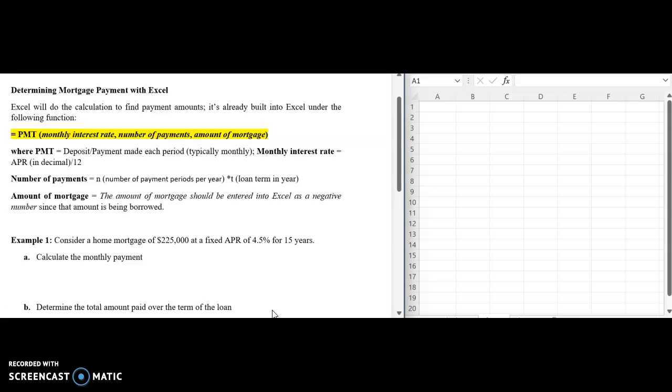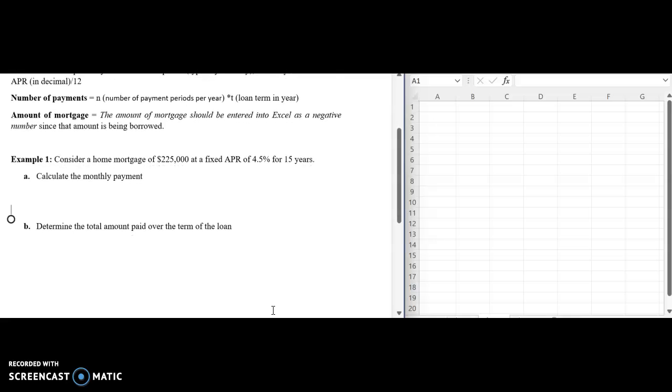Now, let's consider a home mortgage of $225,000 at a fixed APR of 4.5% for 15 years. To find the monthly payment, we need to type into Excel equal PMT. This is our APR, which is 4.5%. You convert that to a decimal by dividing 4.5 by 100, and that is 0.045. You divide that by 12.